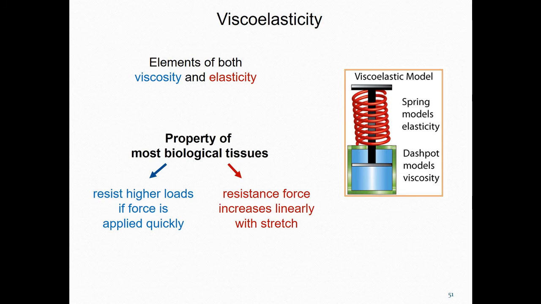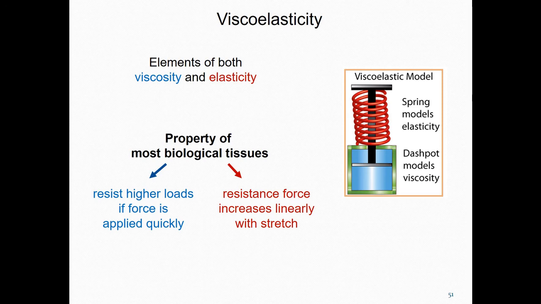If someone says that a material is viscoelastic, it means that the material has both viscous properties and elastic properties. Most biological tissues are best characterized as being viscoelastic. They are elastic in that the resistance force in the tissue will increase linearly with how much it is stretched, and it is also viscous in that the tissues will resist with higher forces if that force is applied quickly.